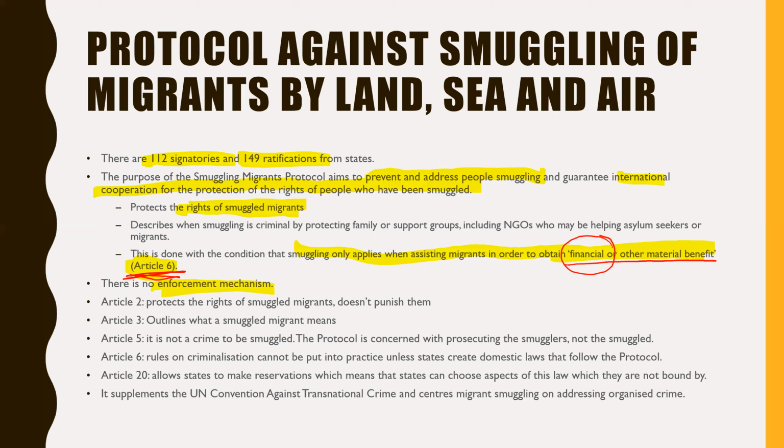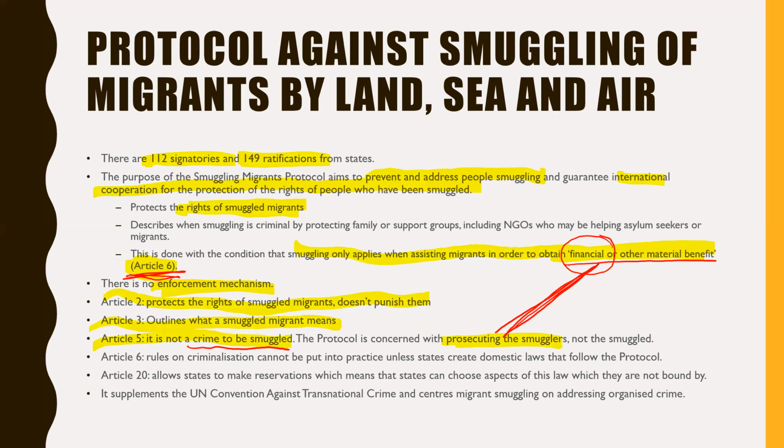Article 2 says that we have to protect the rights of those that are smuggled and that we shouldn't punish them. So they shouldn't be held in detention centres, or they shouldn't be tried and convicted and sentenced. There shouldn't be a punishment for them. They do outline what a smuggled migrant means: the fact that you are entering into a contractual agreement with a people smuggler. Importantly, and this goes back to the punishment point, it's not a crime to be smuggled. Paying someone to take you overseas is not a crime. What they are more focused on is prosecuting the smugglers, the people that are financially benefiting from this situation.